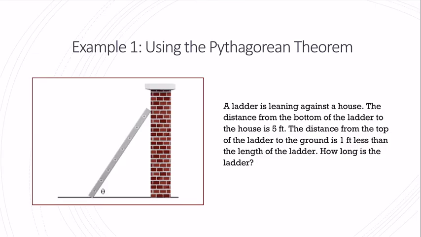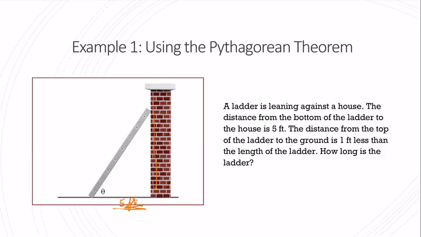So let's start doing some word problems that involve working with square roots and involve working with quadratics. So a ladder is leaning against a house. This is supposed to be that house. And the distance from the bottom of the ladder to the house is 5 feet. That's this distance right here. The distance from the top of the ladder to the ground is 1 foot less than the length of the ladder. How long is the ladder?